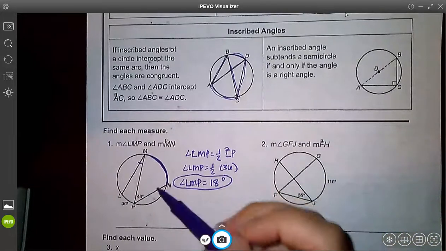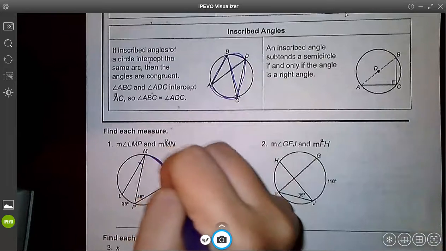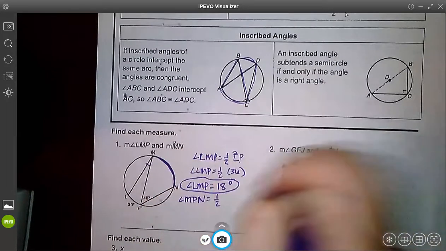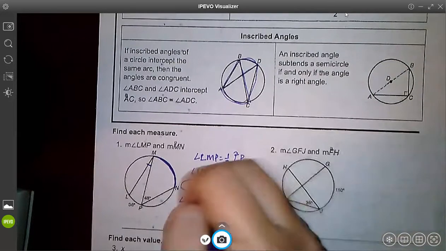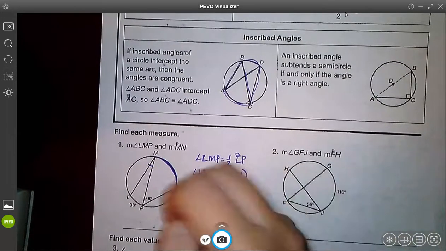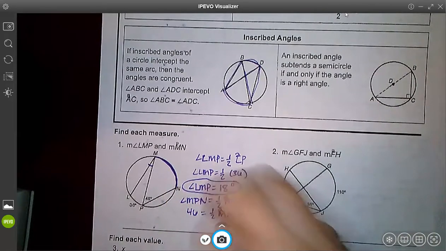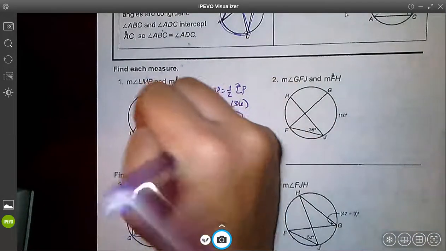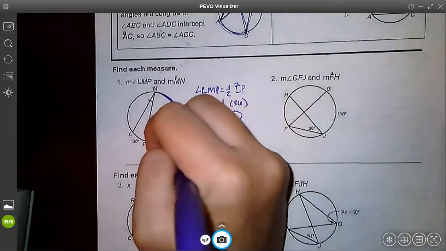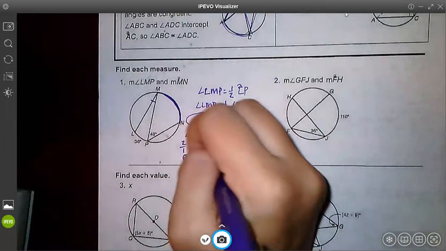Arc MN, so again, we're looking at the same situation. Angle MPN is half of that arc. Arc MN. We know the angle this time, so we have 46 degrees is going to be half of arc MN. To undo multiplication by a fraction, multiply both sides by the reciprocal. So multiply both sides by 2/1. And you get arc MN is going to be 92 degrees.